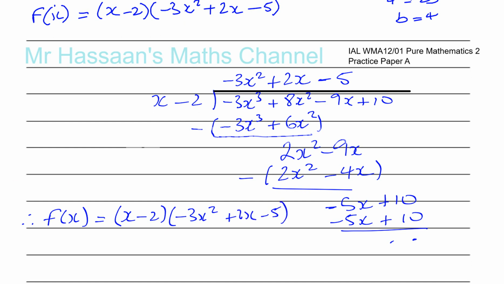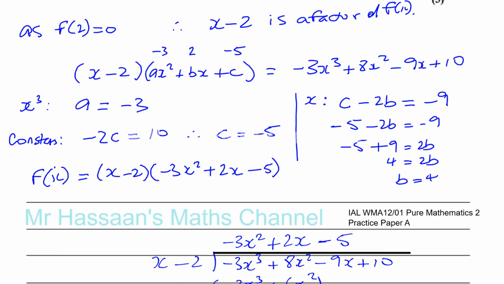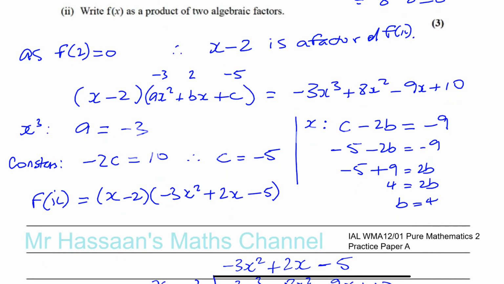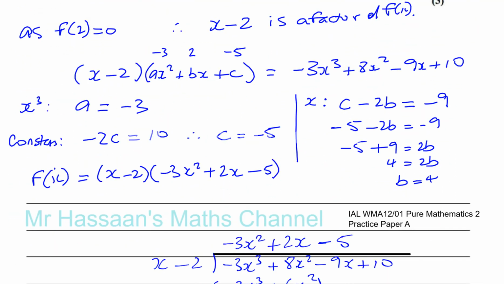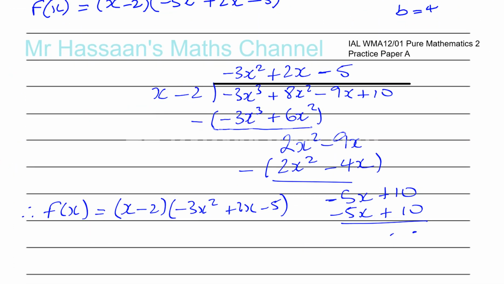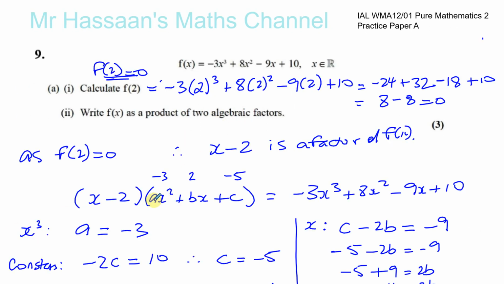So there's two different methods. You don't have to use both of them, of course. There's one method, comparing coefficients, another method, algebraic long division. Whichever one you feel comfortable using, you can use. There are also other methods as well, and these are the two common methods. Now, it says use the answer to A part 2, prove that there are exactly 2 real solutions to the equation given. Okay, so let's take the answer to A part 2.